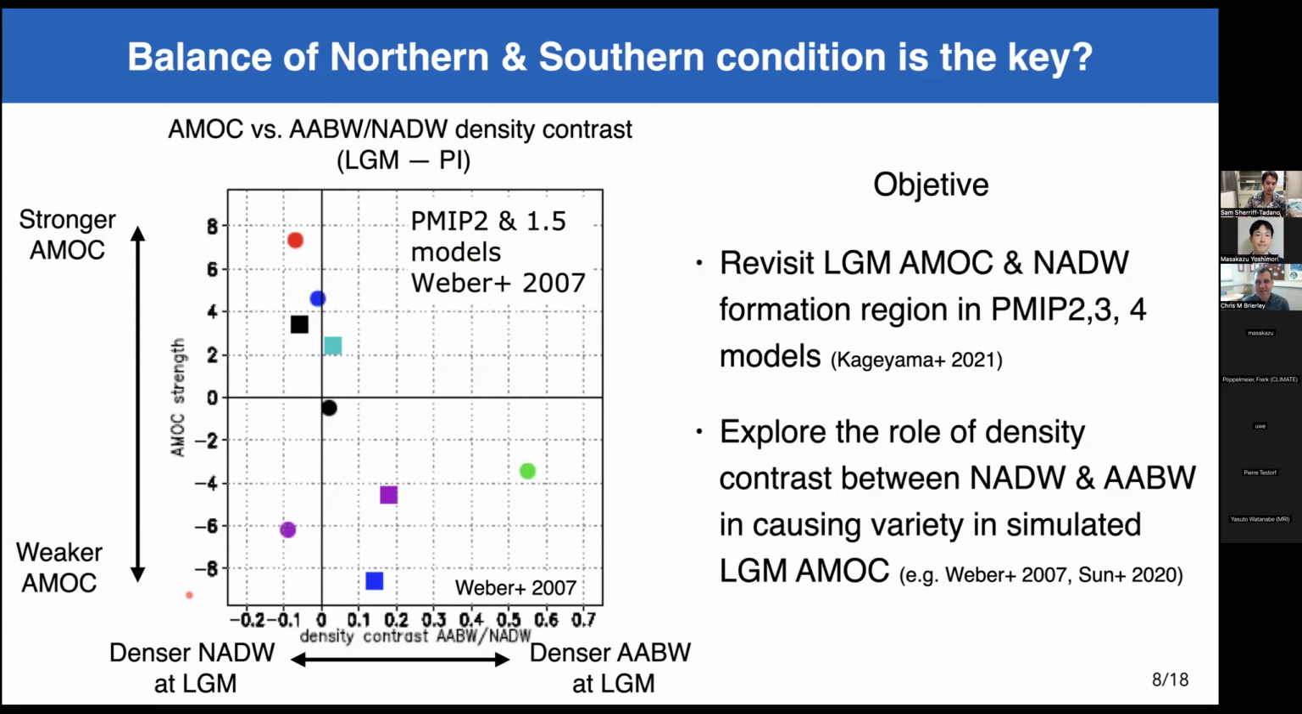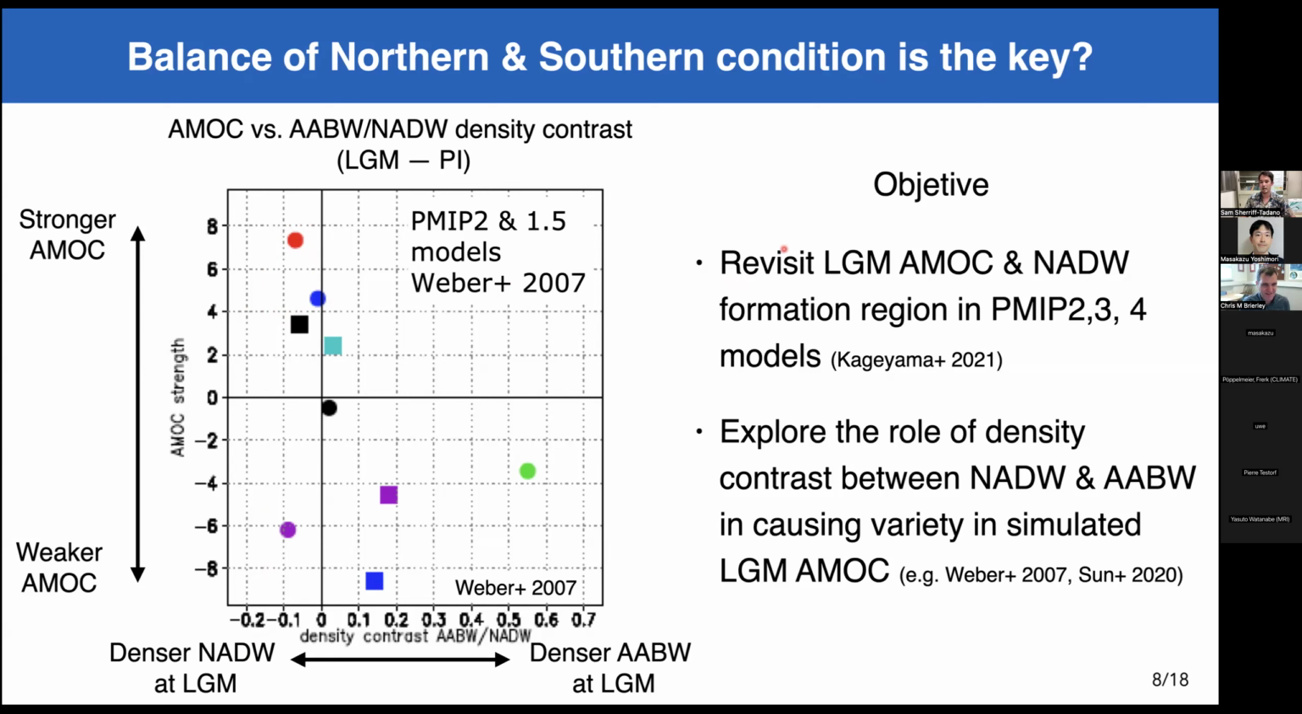So in their paper, they compared the changes in the AMOC strength to changes in the AABW-NADW density contrast. So here the x-axis corresponds to the changes in the density contrast, and the y-axis the AMOC strength changes. For models simulating a larger increase in density of AABW compared to NADW at the LGM, they tend to simulate a weaker AMOC at the LGM, whereas for models simulating a larger increase in NADW density compared to AABW at the LGM, they tend to simulate a stronger AMOC.